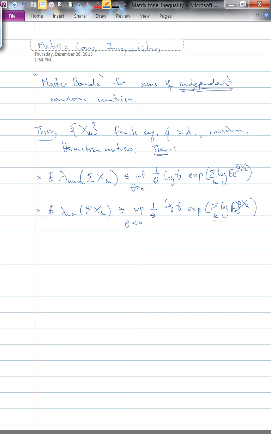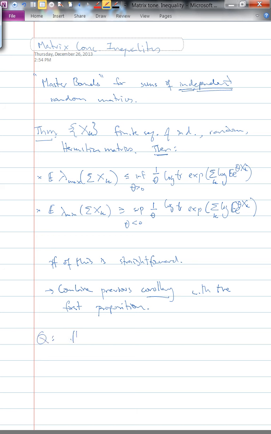But where does this come from? The proof of this is straightforward. We simply combine the previous corollary with the first proposition that we gave. And that's it. The main question remains how to use this. So this doesn't give us any bounds. We still have some work to do.